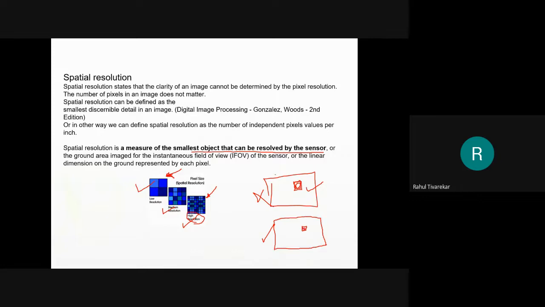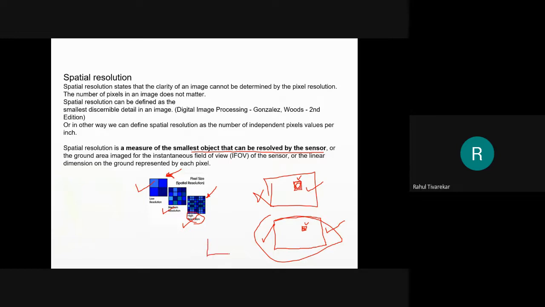So here I can say that the smallest object that can be resolved by the sensor is of eye size in this case, and the smallest object that can be resolved by the sensor is of face size in this case. And then I can say that the spatial resolution is more here, because the smallest object that can be resolved is here in this particular case, because eye is smaller than face.